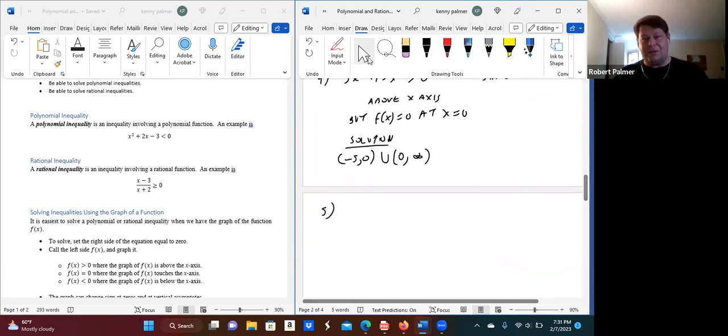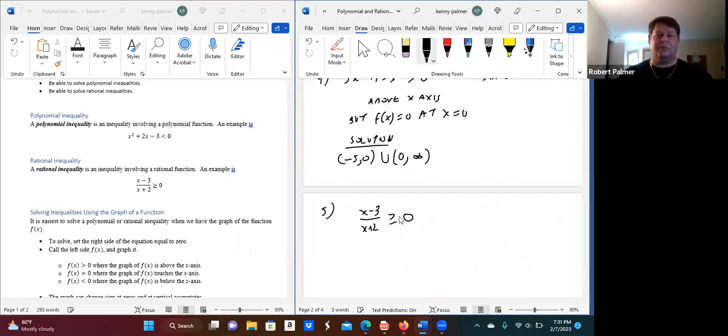So x minus 3 divided by x plus 2 is greater than or equal to 0. Okay, now this is a rational inequality. We can approach it the same way. Since it's already set equal to 0, we're going to call f of x equal to the left side, x minus 3 over x plus 2, and graph. Just like before, we're going to graph that.